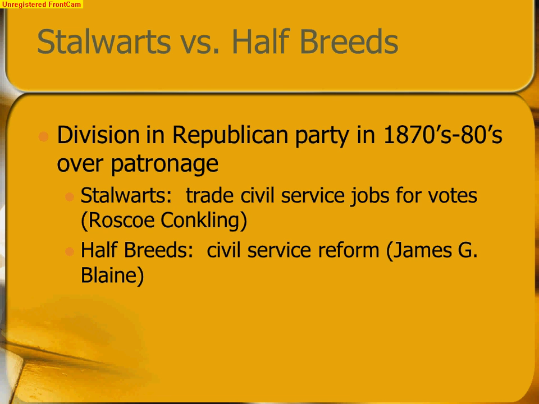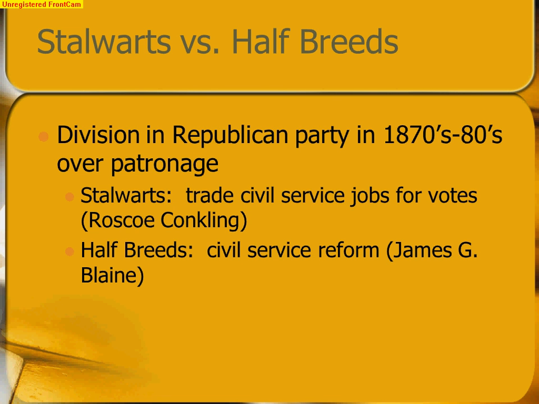Now, on the one side, the Stalwarts, this faction led by Senator Roscoe Conkling from New York, he advocates for trading civil service jobs for votes. So he's all about the spoils system. He's all about patronage. Who cares who is working at the post office or who is working at the Treasury Department, as long as it's a good Republican that's done something for the party lately?